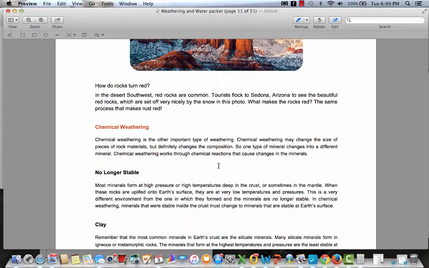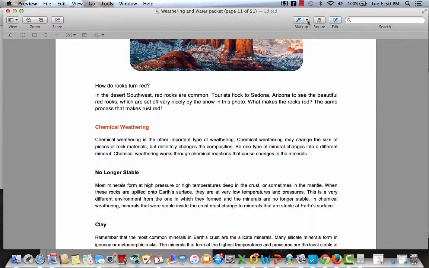Next paragraph, chemical weathering. Chemical weathering is the other important type of weathering. Chemical weathering may change the size of pieces of rock materials, but definitely changes the composition. So one type of mineral changes into a different mineral. Chemical weathering works through chemical reactions that cause changes in minerals.